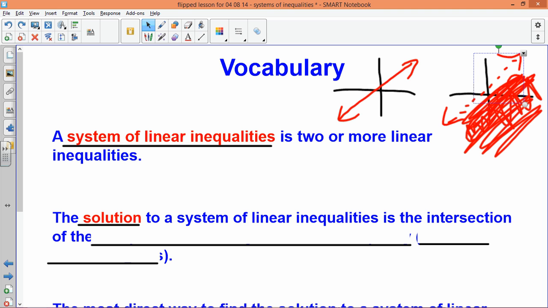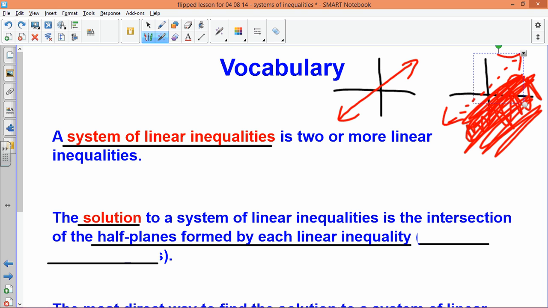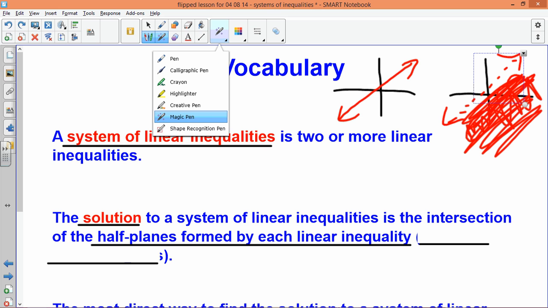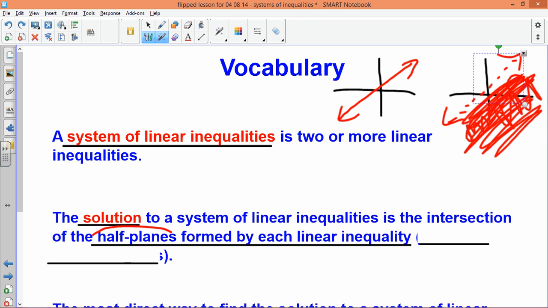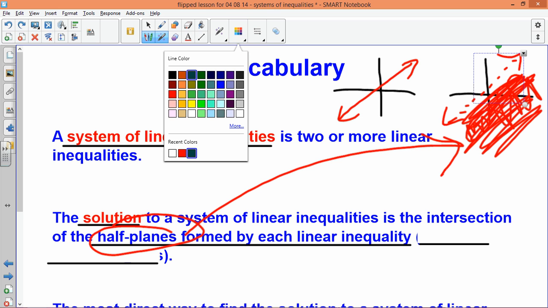The solution to a system of linear inequalities is the intersection of the half planes formed by each linear inequality. I know I lost somebody with that word right there. So let's just talk about that for a second. Half planes, what I mean by that is this thing right here. This, now let me change my color.